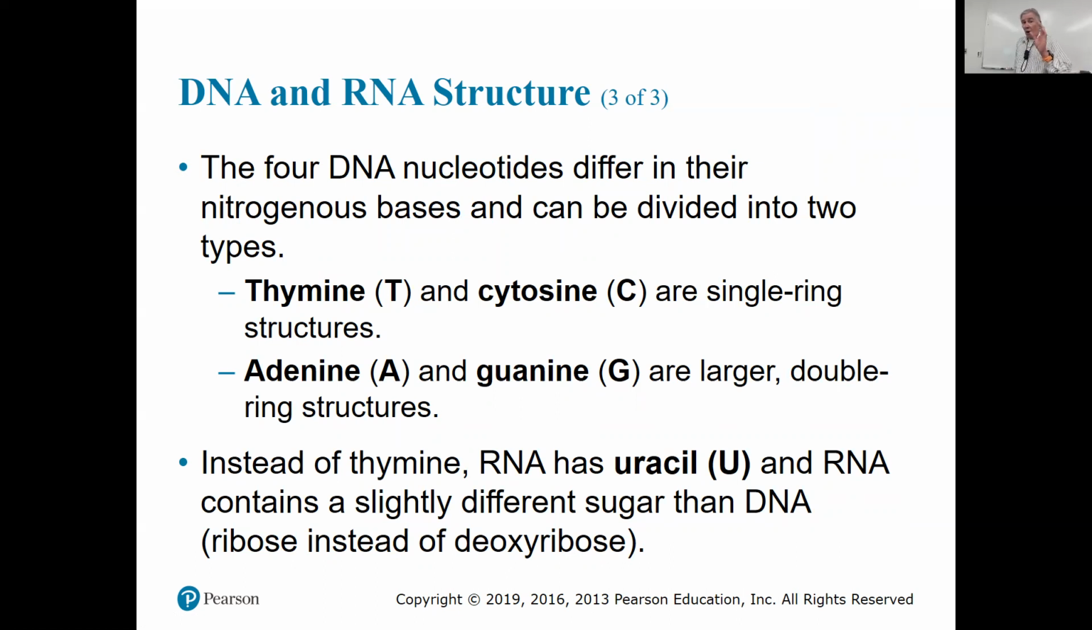One difference is the R versus the D. RNA has ribose for sugar, and it can be double-stranded or single-stranded. Also, instead of thymine, RNA has uracil, U, in place of thymine. So there's no thymine in RNA, there's uracil instead.